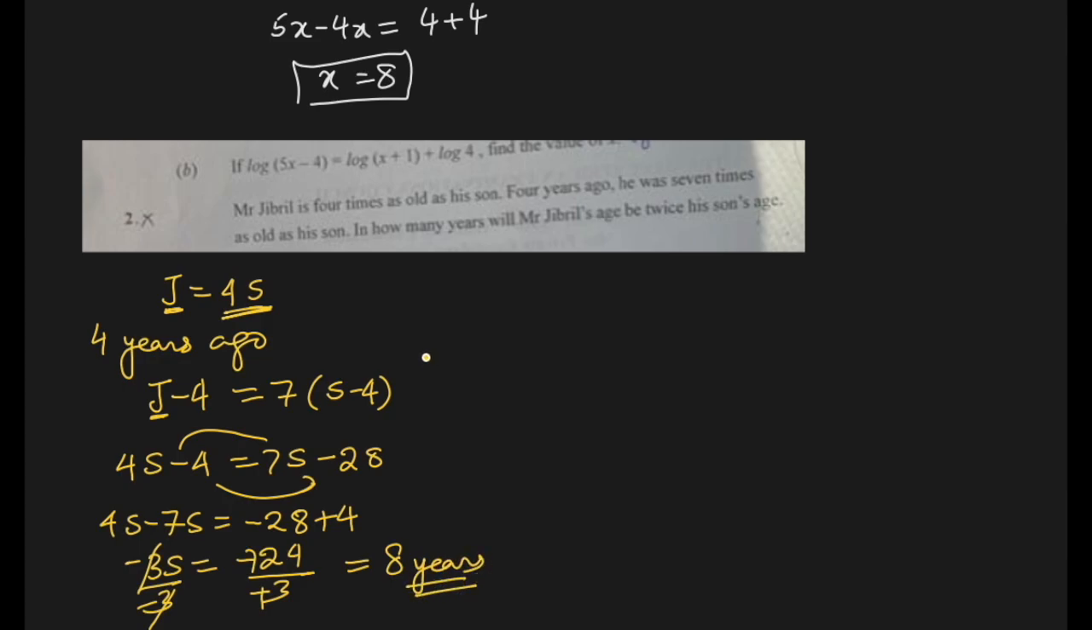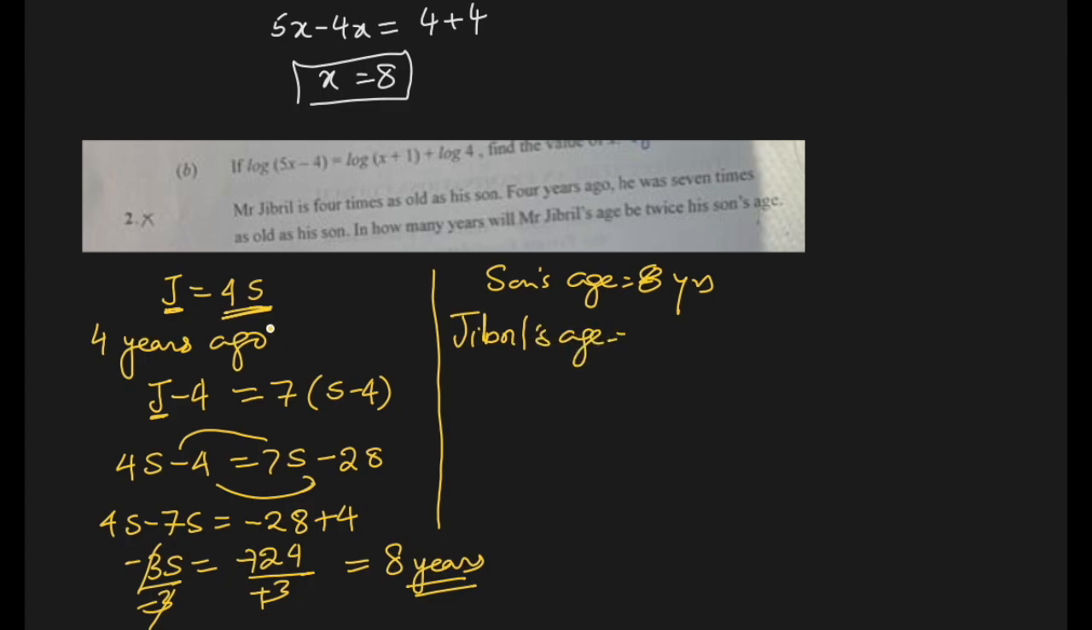So his son is 8 years old. Son's age equal to 8 years. Mr. Gabriel's age is 4 times his son's age. 4 times 8 is 32. Now they're saying, in how many years will Mr. Gabriel's age be twice his son's? His age right now is 32.